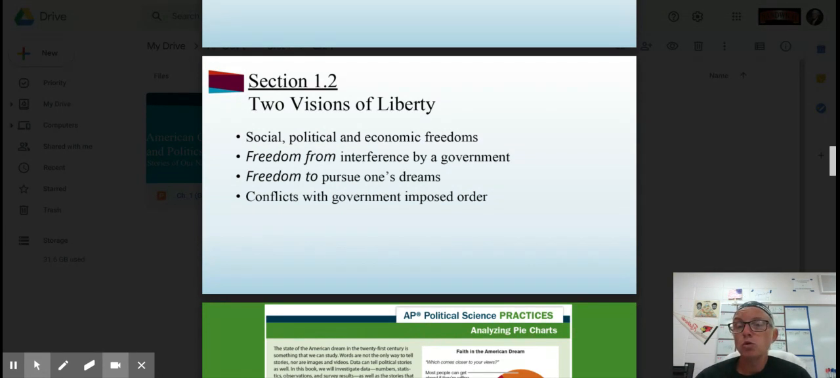Now, there are two versions of liberty that we see in the United States. We do have social, political, and economic freedoms. There are two different types of liberties we're looking at: freedom from the interference of government. We don't want them to interfere in our personal lives. We have the right to privacy. We have the right to speech, protest, religion.